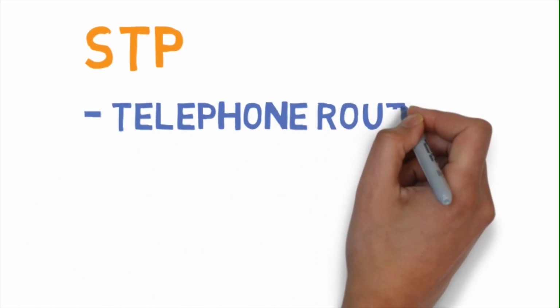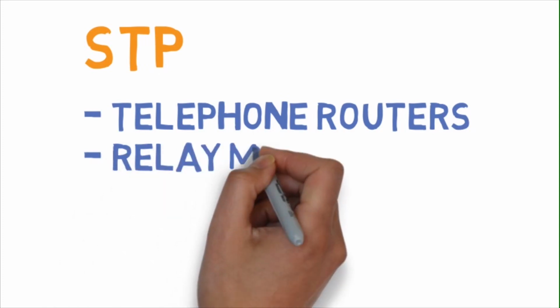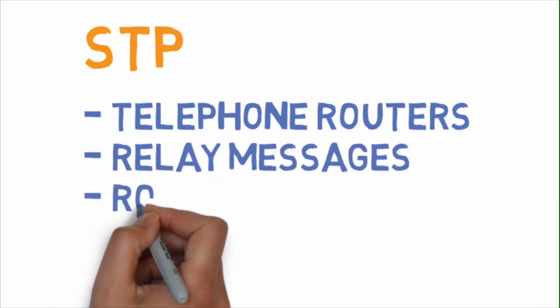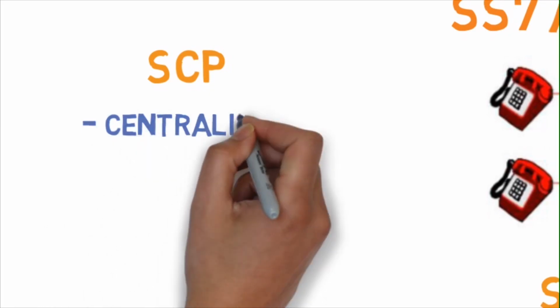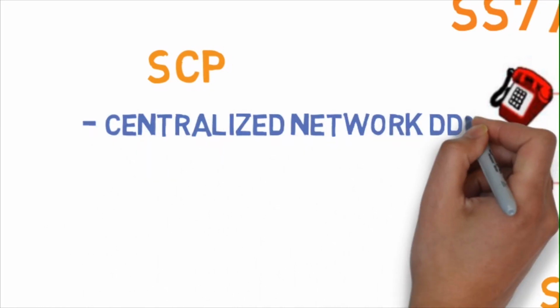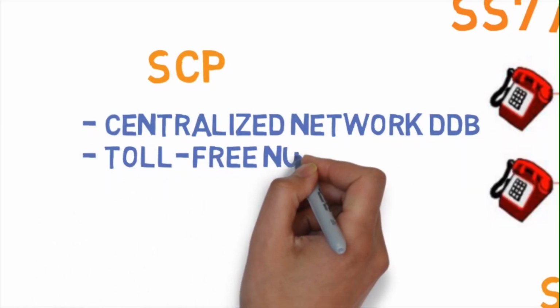Their main function is to route SS7 messages to the correct outgoing signaling link, based on information contained in the SS7 message address fields. The service control points contain centralized network databases for providing enhanced services. Examples of services include toll-free numbers and prepaid subscription.